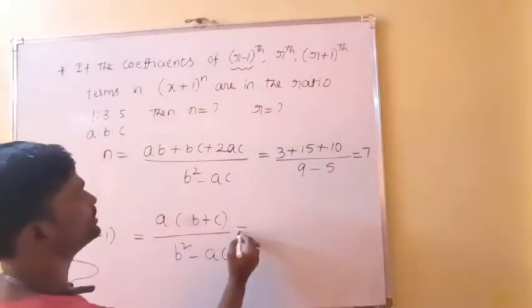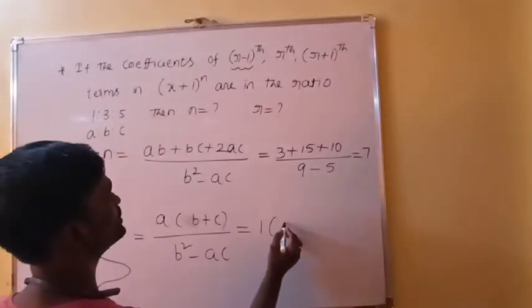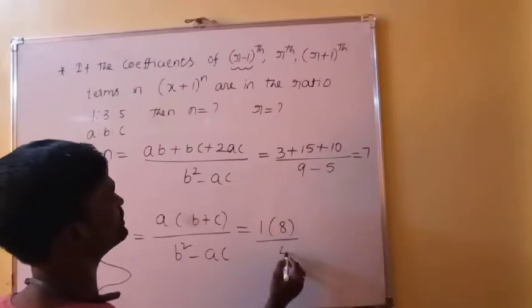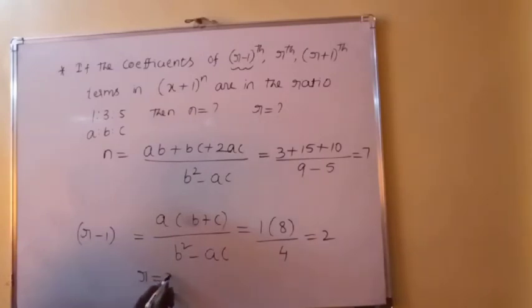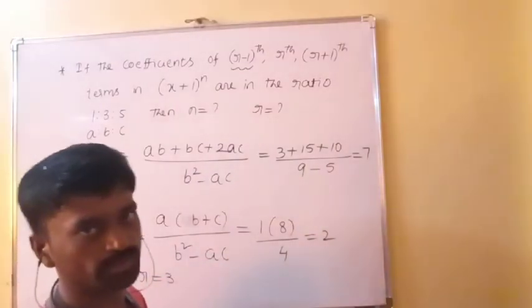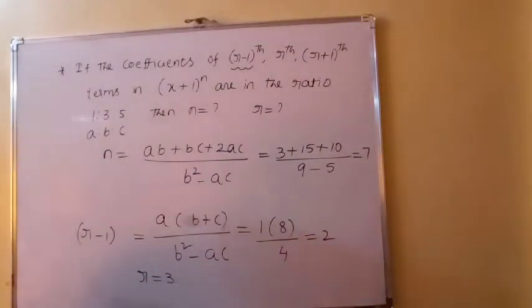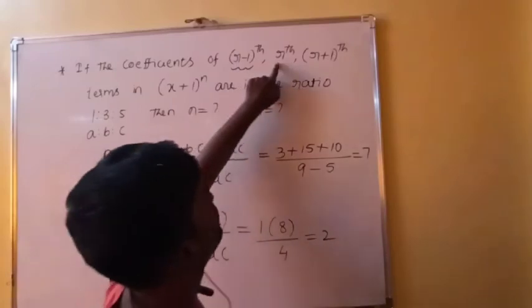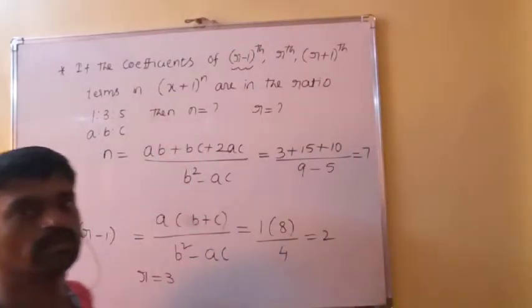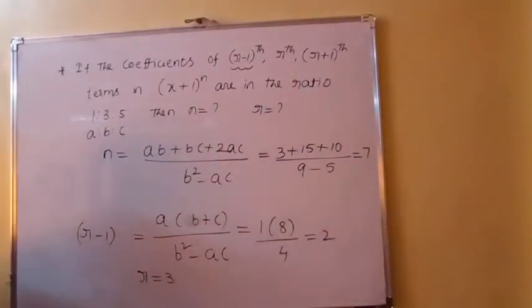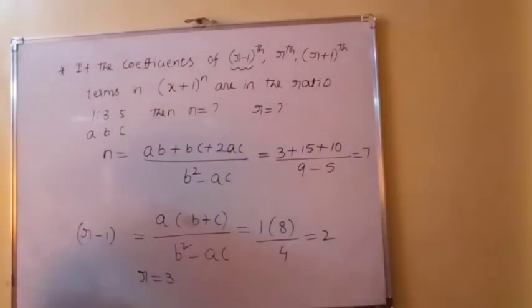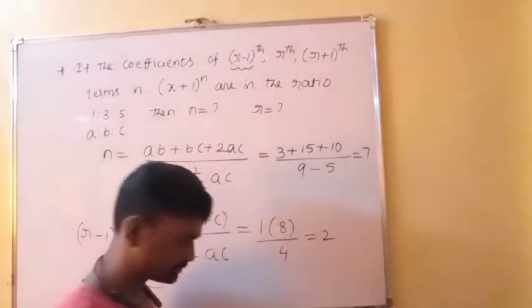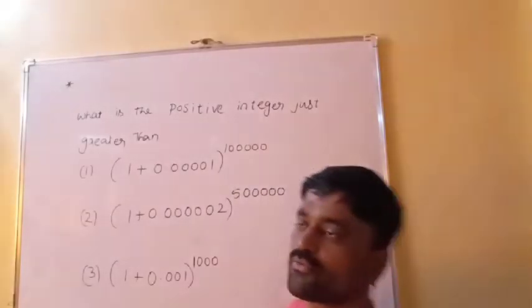A into (B + C): 1 into (B + C) is 8, divided by B square minus AC, 4. So r minus 1 is 2. That means r is 3. So thus the n value is 7, the r value is 3. And what are those three consecutive terms? 3 minus 1, 2, 3, 4. So the second, third, fourth term coefficients in the expansion of (x + 1)^7 are in the ratio 1:3:5. Okay.